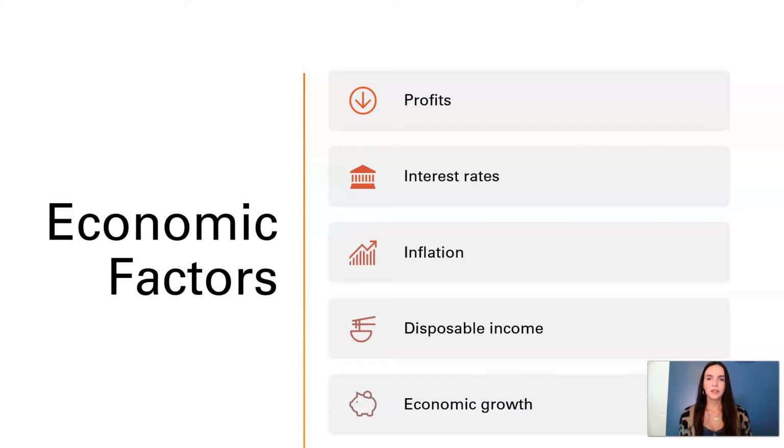Economic factors. Now, economic and the economy is all about money. So you can look at profits, interest rates, inflation, disposable income, and economic growth. Now, for product design and development, disposable income of your target market is quite important when it comes to your pricing strategy. So you need to think, do people have X amount of income to be able to spend on a product that they might not need? Or will they be able to afford the product that they really do need on the disposable income that they have?